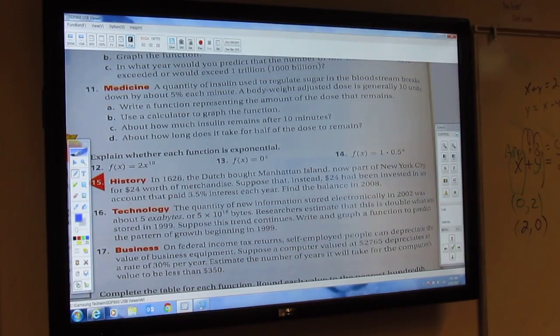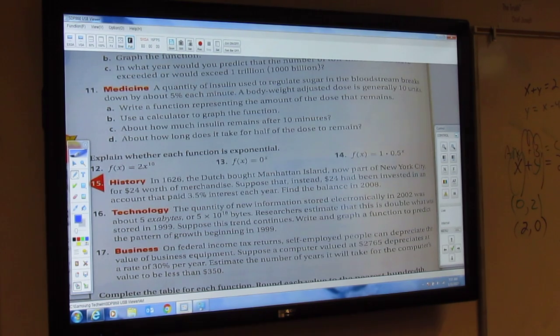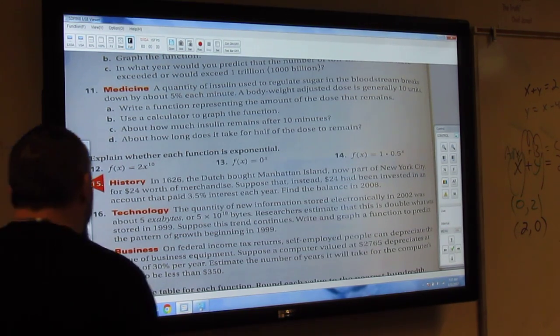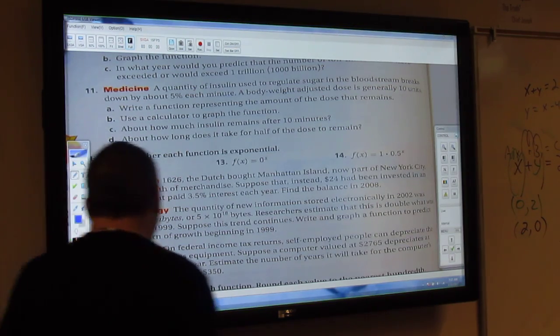Number 17 on homework 4.1. So we've got to digest it a little bit. So let's get that. All right, take a picture.